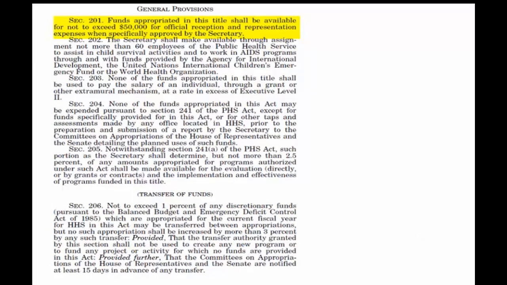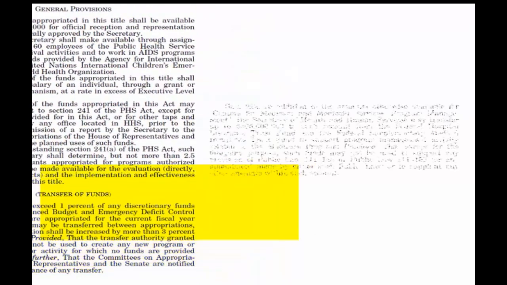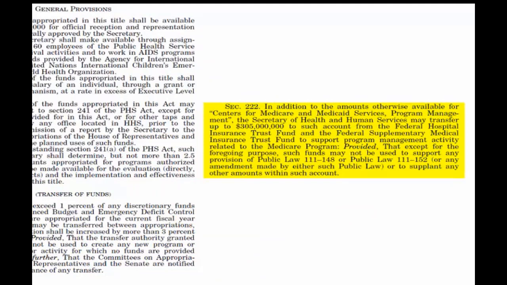Section 201 allows a small portion of appropriated funds to be used for official reception and representation expenses. Section 205 allows up to 2.5% of amounts appropriated for PHS programs to be used for evaluation of the implementation and effectiveness of programs. Authorizing legislation allows only 1%. Section 206 permits the Secretary to transfer up to 1% of discretionary funds between appropriation accounts. Section 222 even appropriates an additional $305 million to CMS program management account. However, note that there is a proviso preventing these funds from supporting the Affordable Care Act, that is Public Law 111-148 and 111-152.